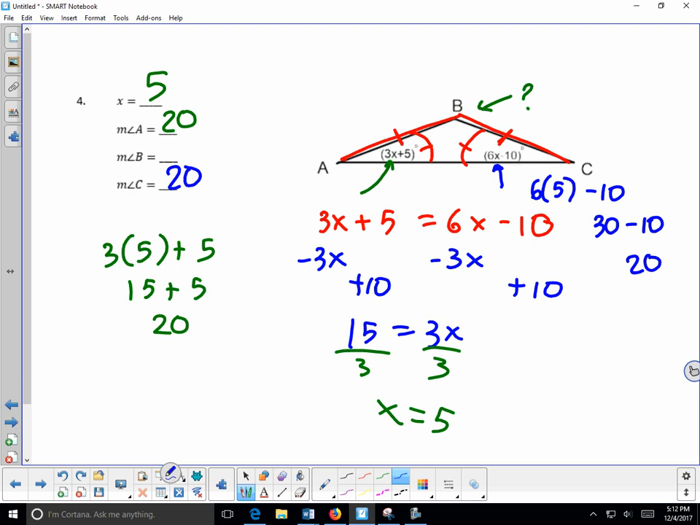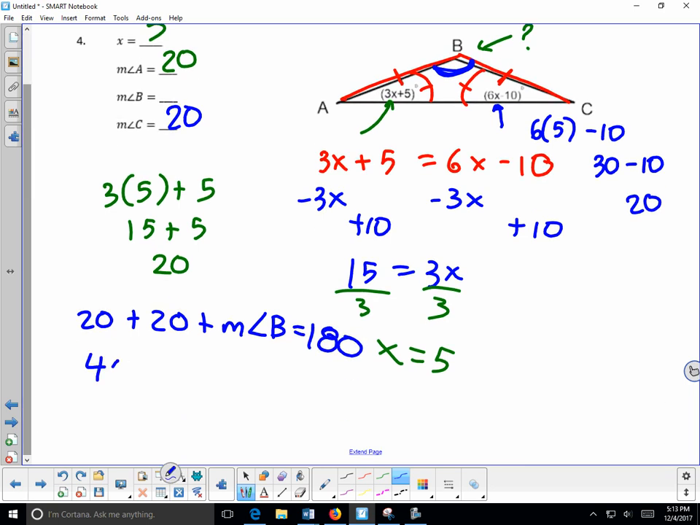Now, if you want to find this angle up top, the measure of angle B, we know the triangle sum theorem says that the three angles have to add up to 180. So what's 20 plus 20 plus the measure of angle B? Well, that has to all add up to 180. So we get 40 plus the measure of angle B is equal to 180.